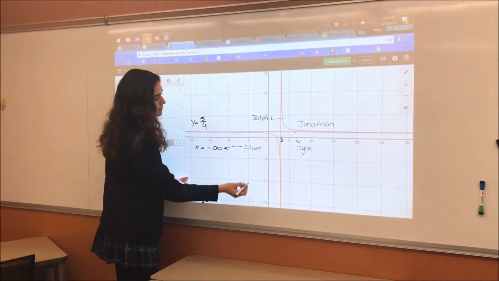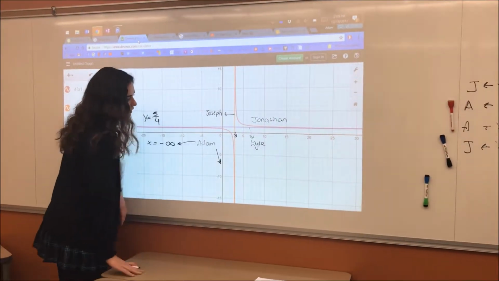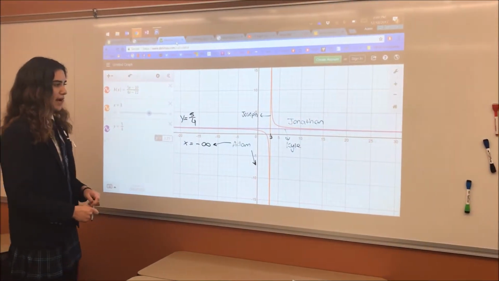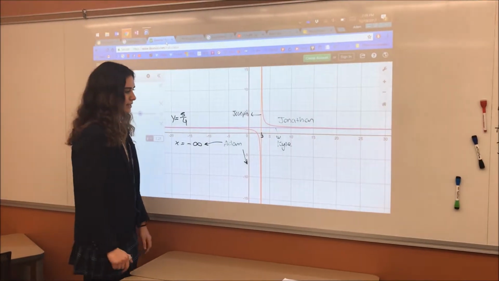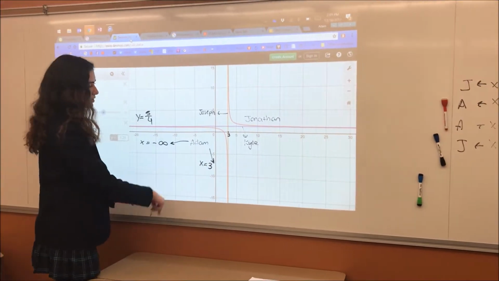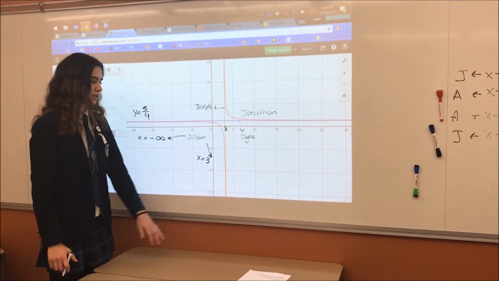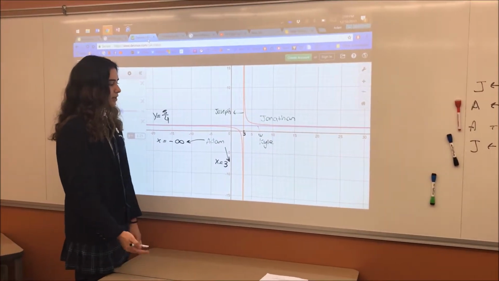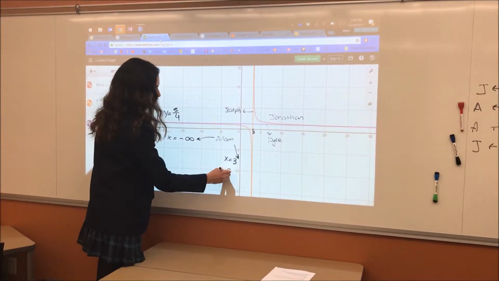And if Adam is going this way, he doesn't want to crash with Joseph. So that's going to be x equals 3. So Adam shouldn't reach x equals 3. So he will just go straight down to negative infinity.